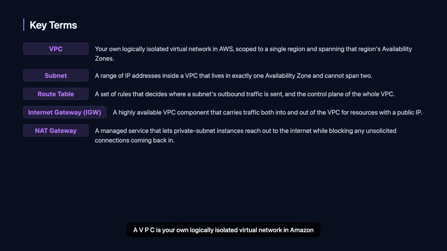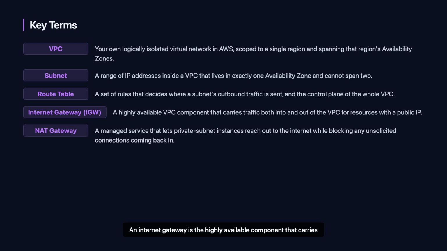A VPC is your own logically isolated virtual network in Amazon Web Services, scoped to a single region. Nested inside that VPC, a subnet carves out a range of IP addresses and anchors itself to exactly one availability zone. A route table is the set of rules that decides where a subnet's outbound traffic is forwarded. Think of it as the network's decision engine.